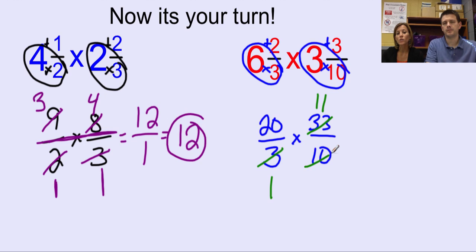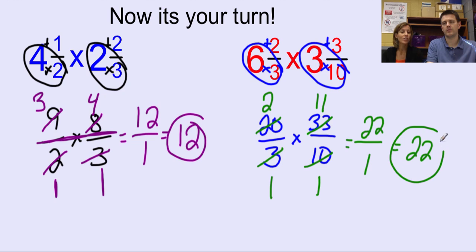10 goes into 20 2 times, so the 20 becomes a 2, and 10 divided by 10 is 1. And we're left with 2 times 11 is 22, and 1 times 1 is 1, which is just 22. Circle your answer, and you're done.